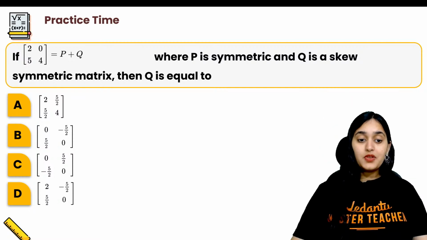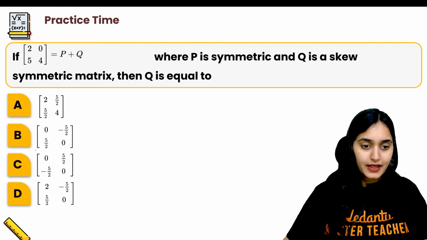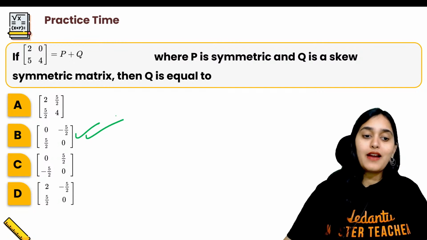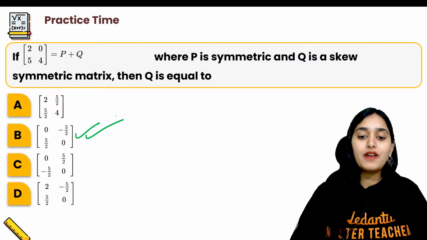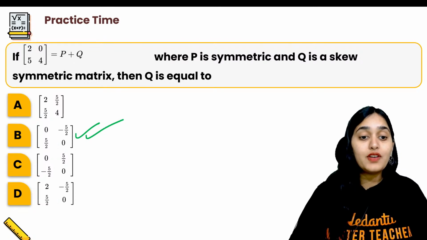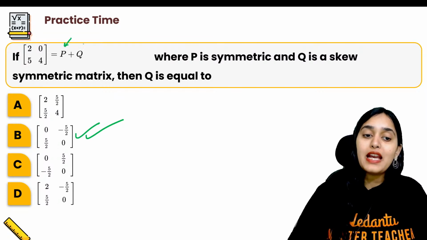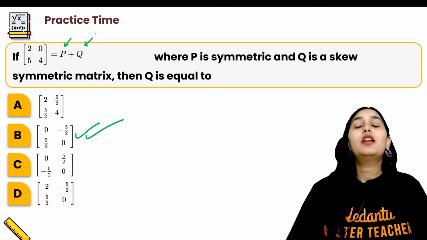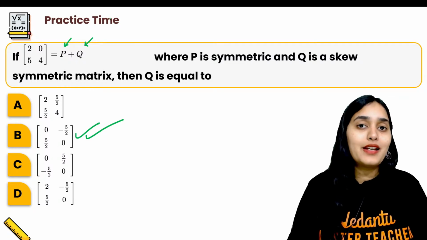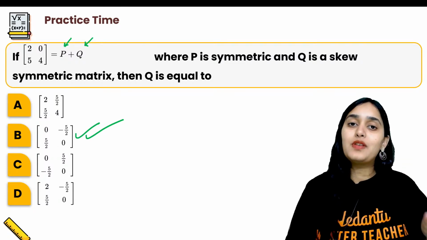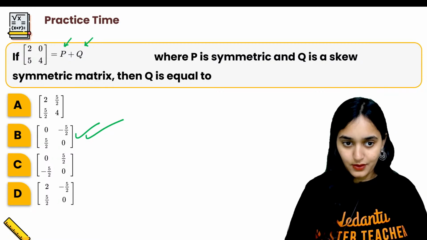Clear? Which option is the right answer? Option B is the right answer. 0, minus 5 by 2, 5 by 2, 0. Understood everybody? How you will find out P? How you will find out Q? Every matrix can be represented as a sum of a symmetric and a skew symmetric matrix. That formula we will use.